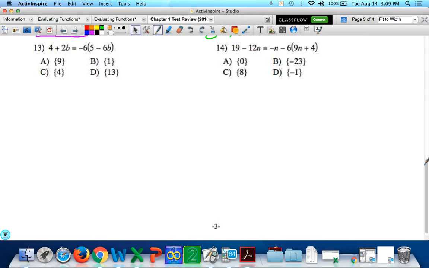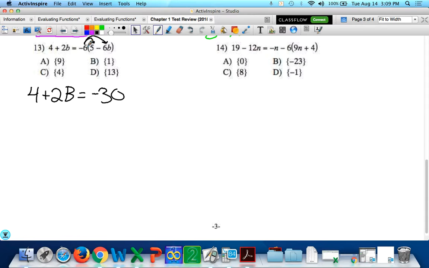We're again solving the equation, so we've got to get all these b's onto one side together. Before we can start moving them around, we have to distribute. We've got to free them up from that set of parentheses. So I'm going to take this -6 and distribute it to both pieces. Left side stays the same, 4 plus 2b equals -6 times positive 5 is -30.